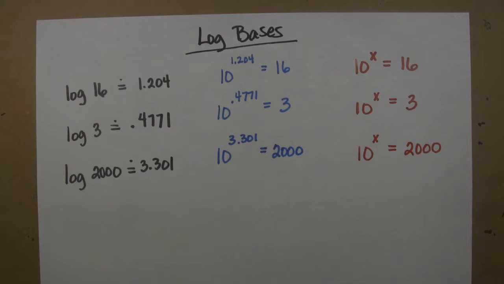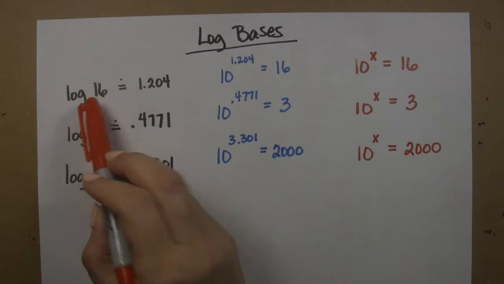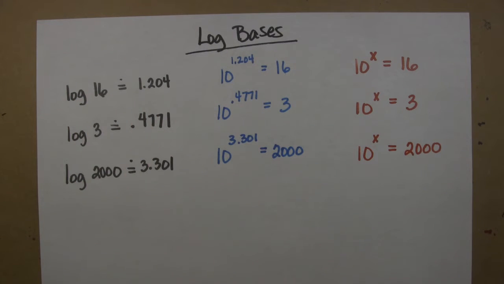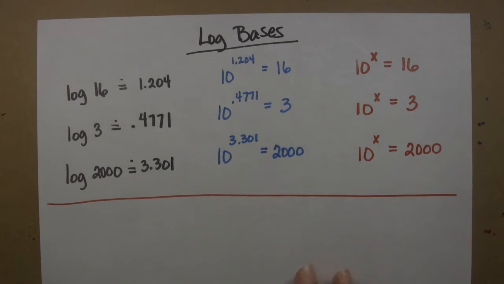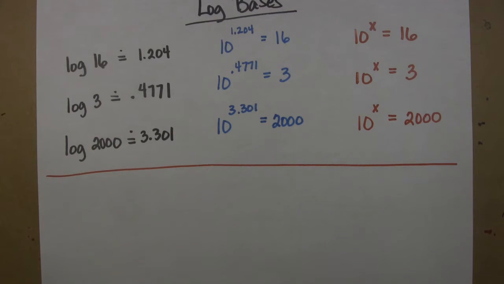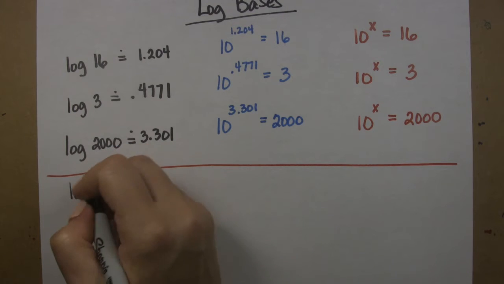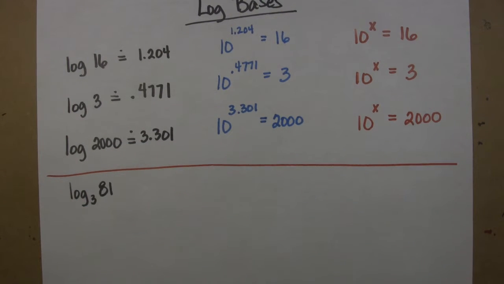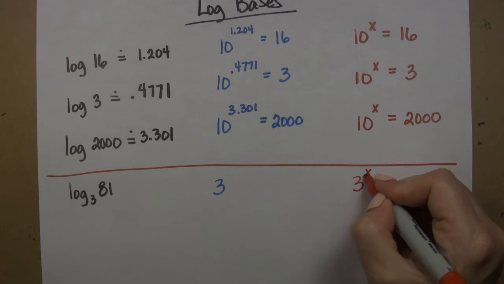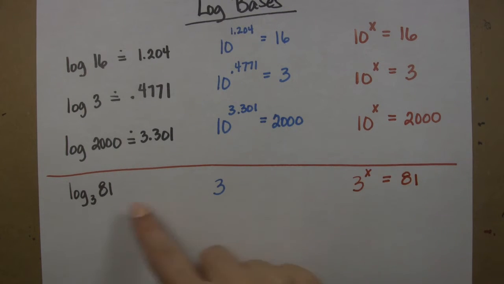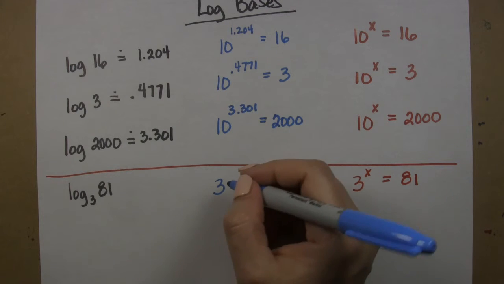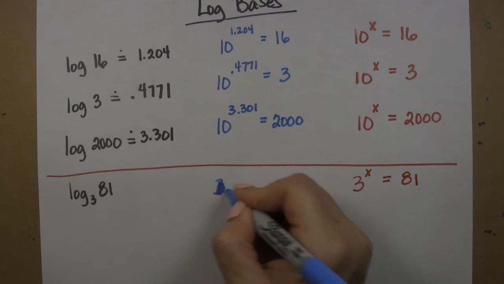Cool. All right. However, logs do not always have to be written like this. You'll notice that this is log and there's no little subscript down here. It's just log and then a space and then the digits 1 and 6. Not all logs are written like this. For instance, I could write the log base 3 of 81. What does that mean? Well, that means I want to take 3 raised to the x to equal 81. So instead of having a base 10, now I have a base 3. Base 3 raised to the what equals 81. And that's it.